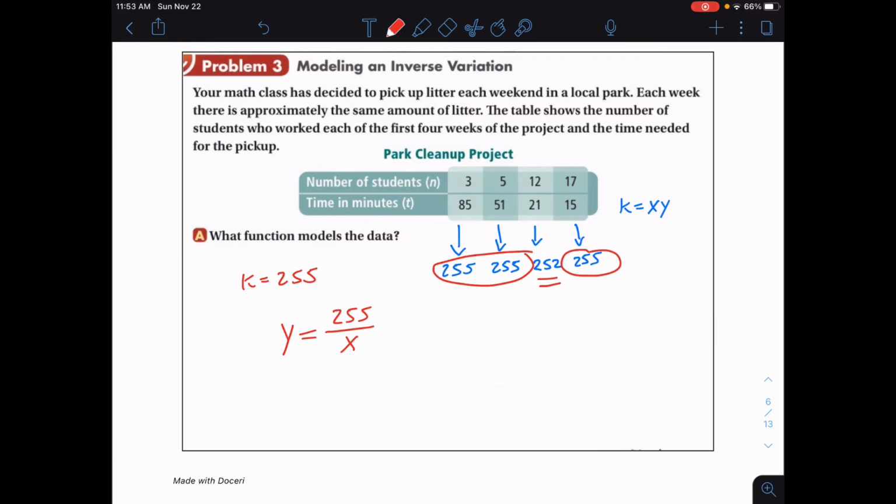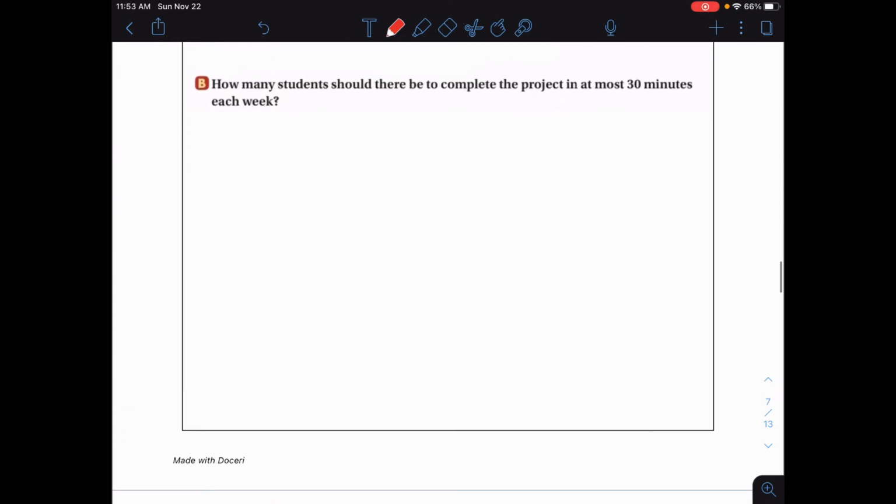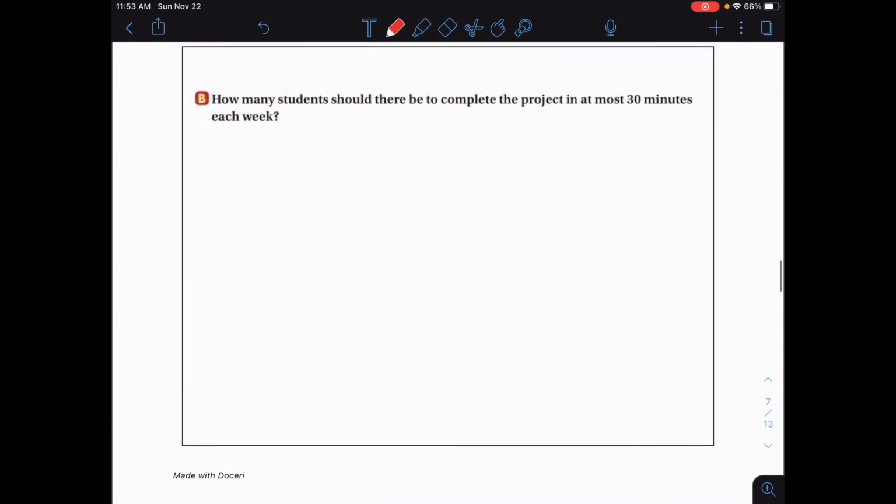If we were to graph this, we would see, once we talk about the inverse variation graphs, that this is a very inverse relationship. So in this case, this is the model we want to use. We're going to take that model with us as we look at this next question. It says, how many students should there be to complete the project in at most 30 minutes each week?